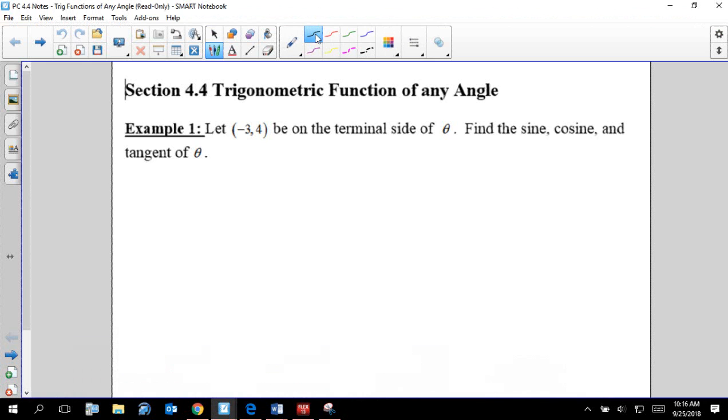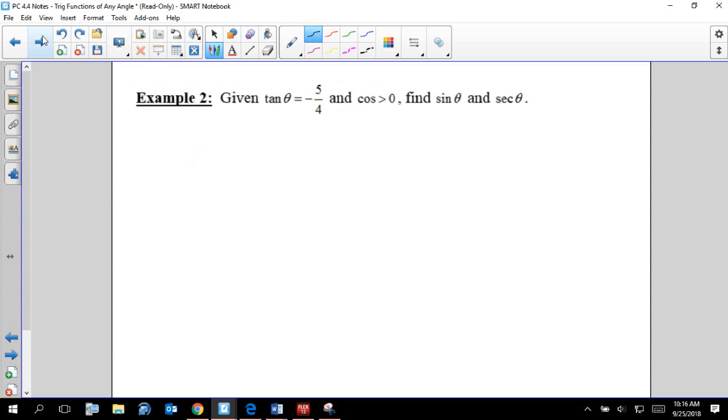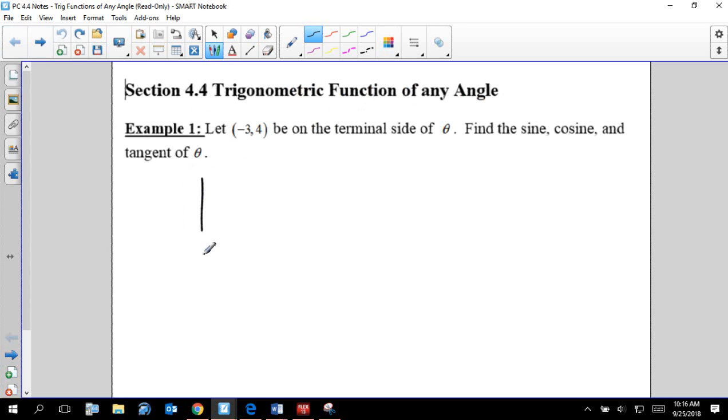Now, I'm going to read -3, 4, so I'm going to draw that. I started wrong though. Alright. Yeah, -3, 4. As I'm drawing that, I'm drawing the triangle, as I'm going -3, 4. That's my triangle.